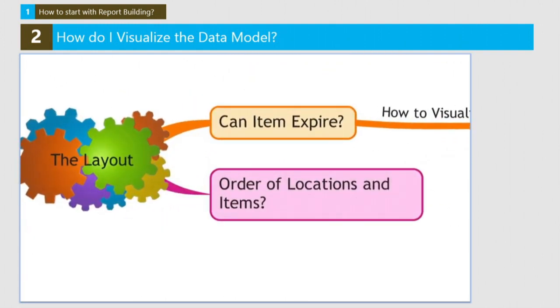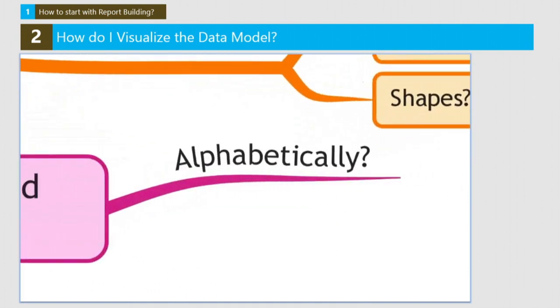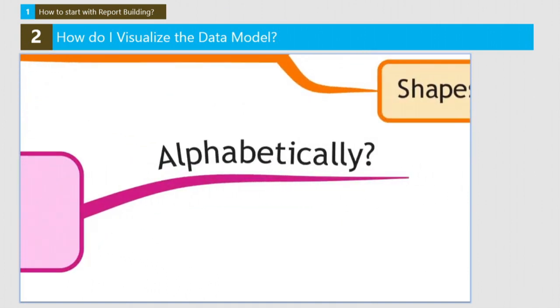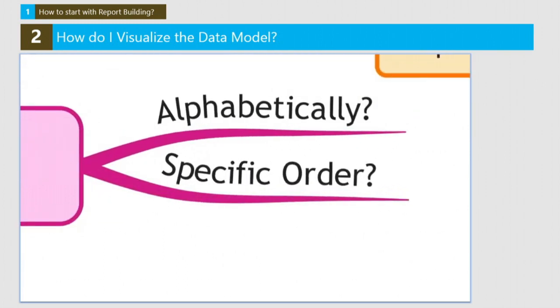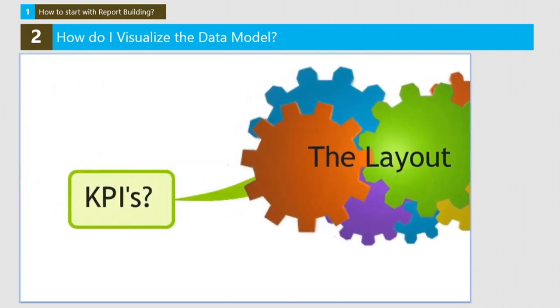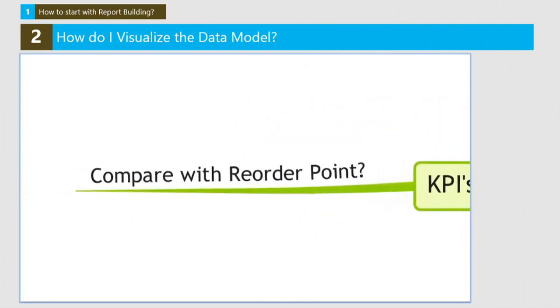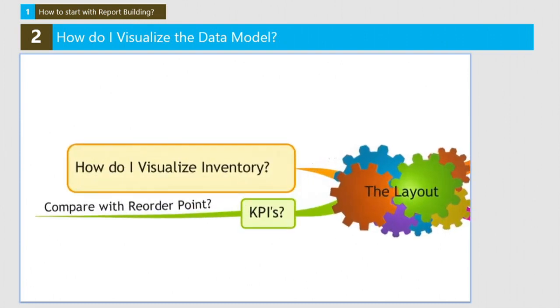The locations in the layout and the items, in what order am I going to display them? Are we going to do this alphabetically? Or are we going to use a specific order depending on the type of item? Am I going to include the key performance indicators? For example, are we going to have to compare our inventory with reorder points?